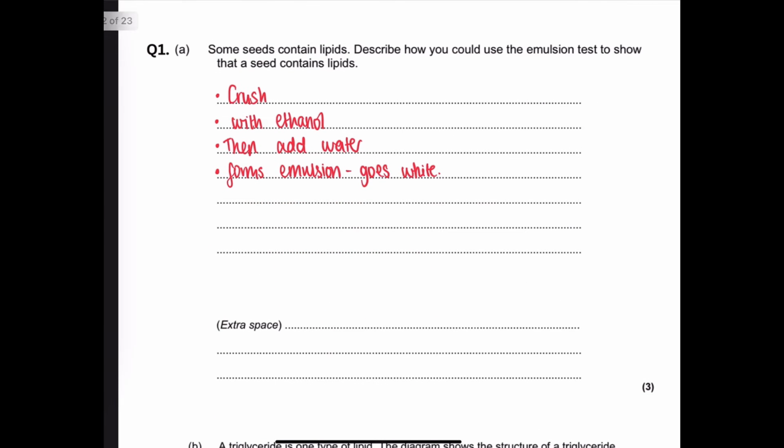Question 1. Some lipids. Describe how you could use the emulsion test to show that a seed contains lipid. So they already told us what type of test, which makes it so much easier. This is the test for lipids. It's always these steps. So first you want to crush the seeds, and you crush them with ethanol. This just allows it to break down so that all the different components within it can separate. So the lipids can actually separate.